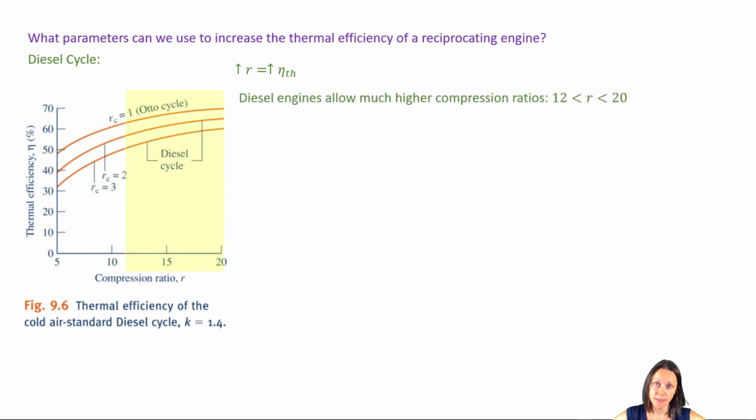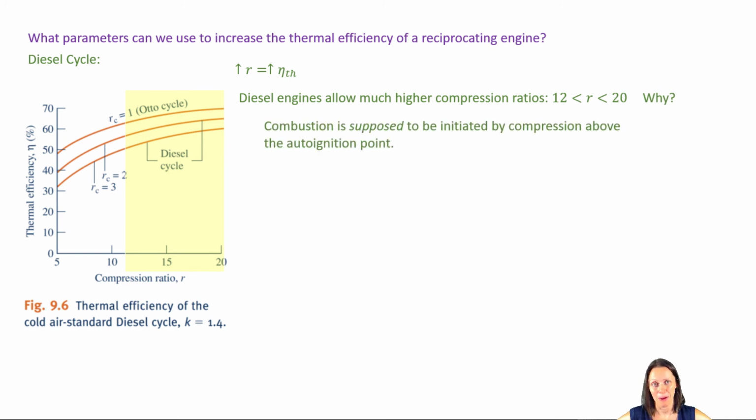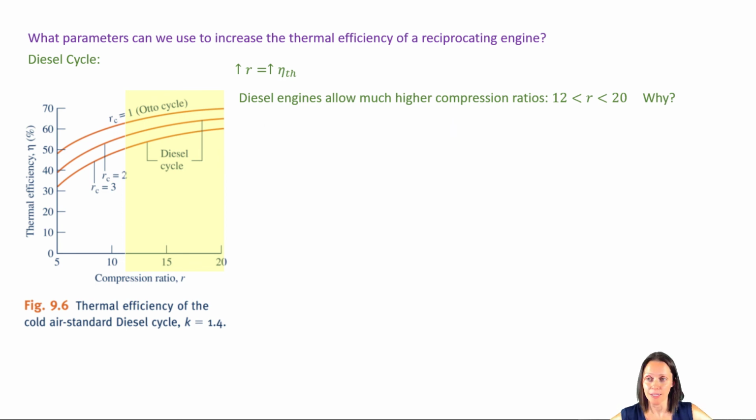With a diesel cycle, you are allowed much higher compression ratios because you are not really worried about auto ignition, because that's the thing that's supposed to happen. You're supposed to compress the air to a very high temperature so that when you inject that diesel fuel, it'll be at a temperature higher than its auto ignition temperature, and it'll spontaneously combust.